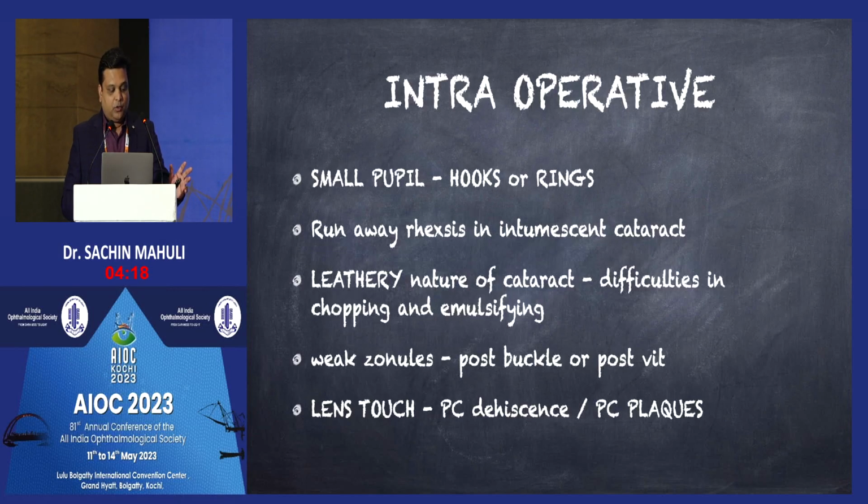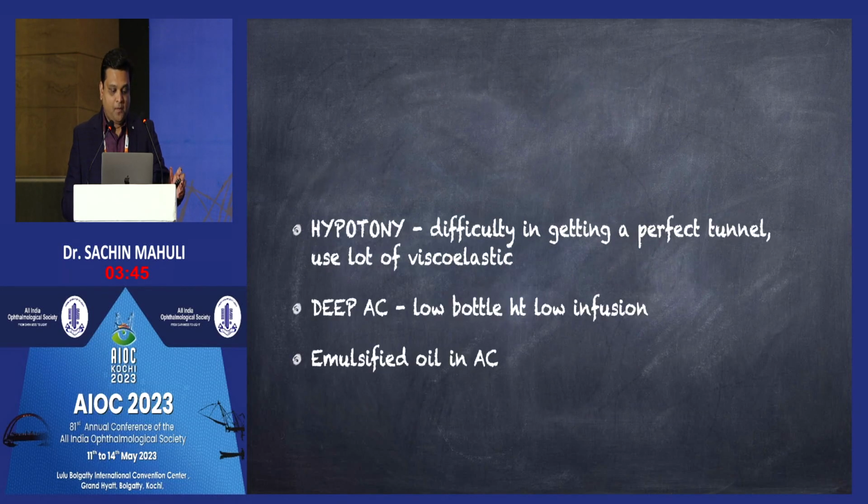Intraoperatively, for small pupils, either use hooks or Malyugin rings, with which you can dilate them properly. Runaway rexis because of the lens hydration is also very common, so you should be prepared for that. Leathery cataracts cause difficulty during chopping and emulsifying. Weak zonules, especially in buckle cases and post-vitrectomy, are very common, so you should play around with the fluidics accordingly. Lens touch causing PC dehiscence and PC plaques are very common, so document a lens touch whenever it is there preoperatively.